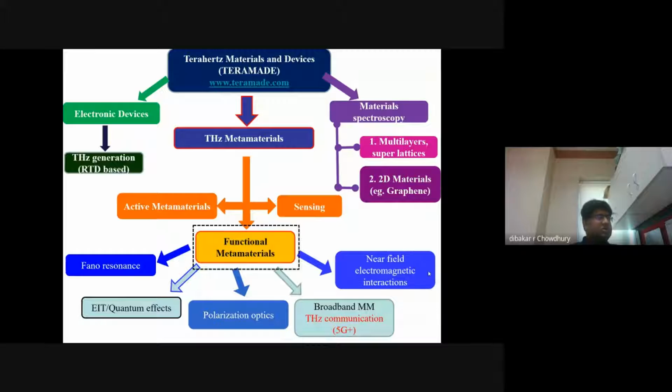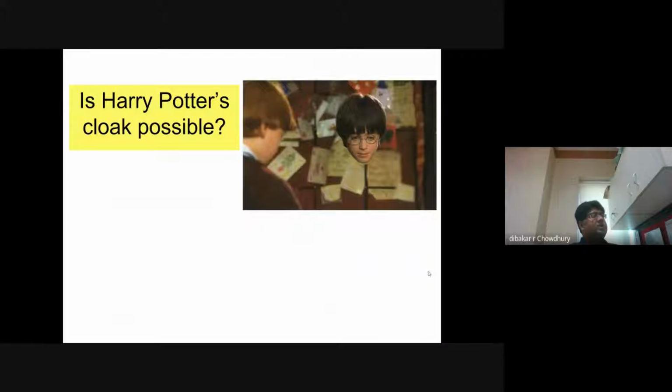So in this talk, I'll mainly cover this functional metamaterial aspect. I will not go into terahertz generation, detection or materials, but mostly functional metamaterials. In a way, it is passive metamaterials, not even active metamaterials, that I will cover, with several problems from this domain. Now moving forward, let us see what a metamaterial is.